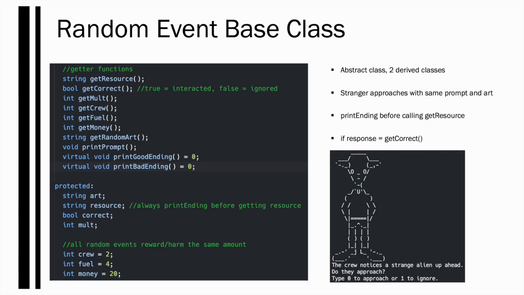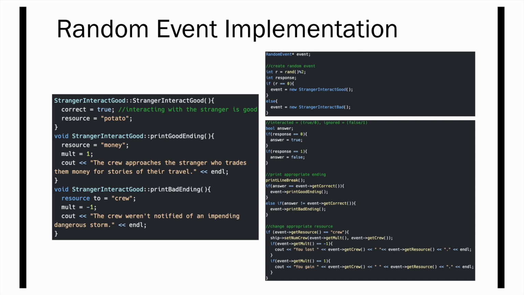So random events can happen on any planet. Since the result and the change in resource is determined by the user, the print ending function always has to be called before attempting to change a ship's resources so that the multiplier and the resource type can be initialized. There are 2 derived classes of a random event. They are both a strange alien approaching, but they are 2 different endings, where in one class it's a good thing if you interact with the alien, and in the other class it's a bad thing if you interact with the alien.